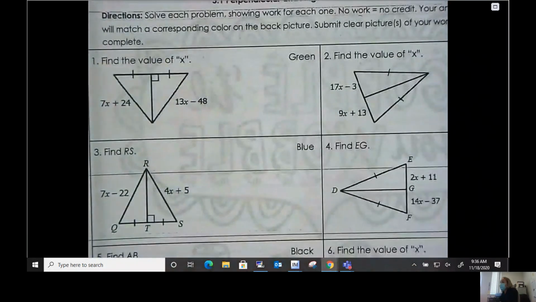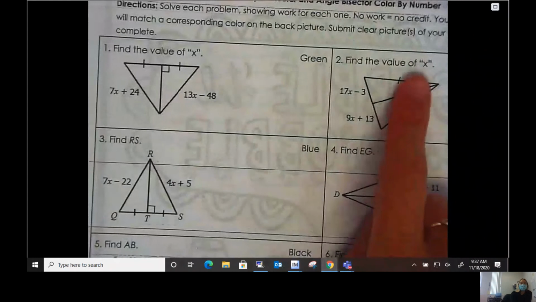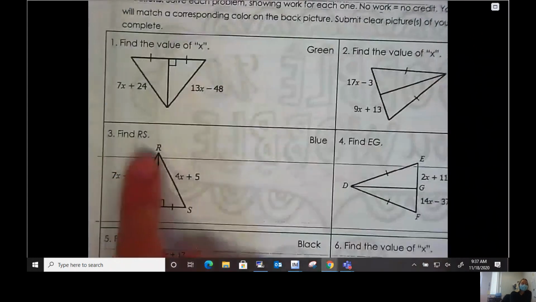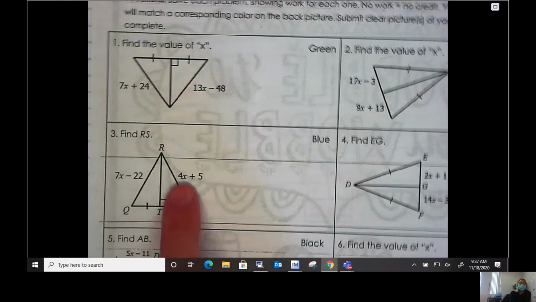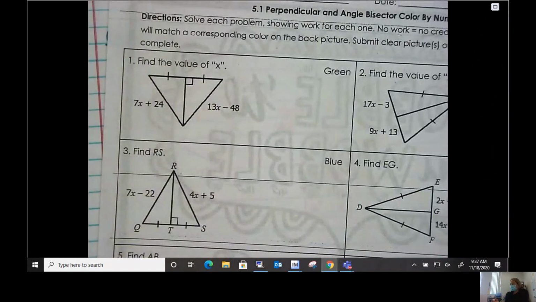What happens if you don't see your answer on the back? You did the problem wrong. Yes. Okay. So it should be relatively easy. The only thing you have to be very careful of is some of the questions ask you for x, some of the questions ask you for a side length. So if they ask you for a side, that means you're going to have to plug in your equation.